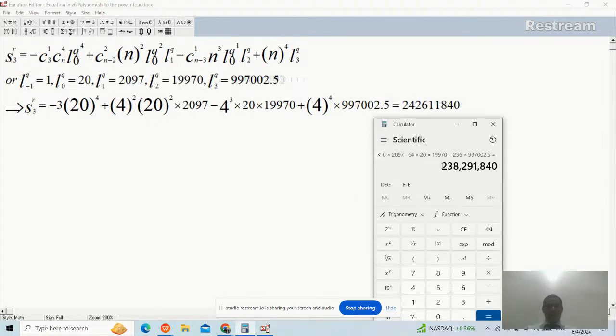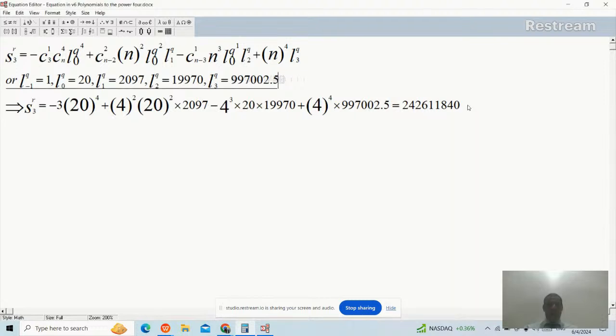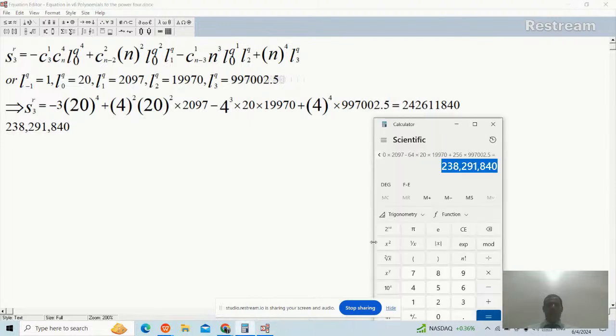I will suppose this is 200. Okay, 38 million 291,840. I will make a copy, then I will keep it here to check the rest. Okay, I will make a copy here. Now I will repeat, learners. I will use the calculator.